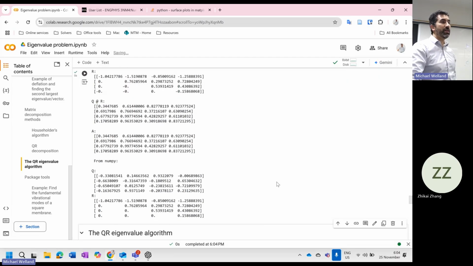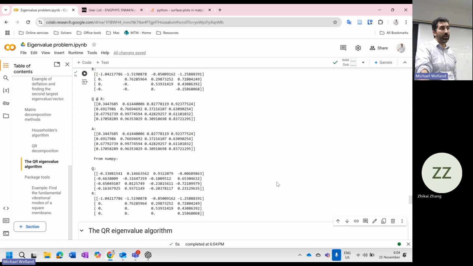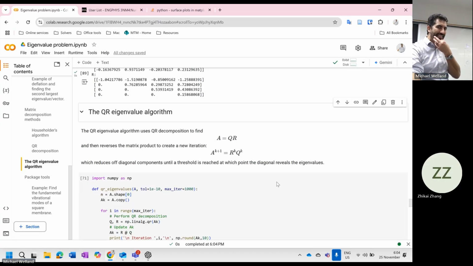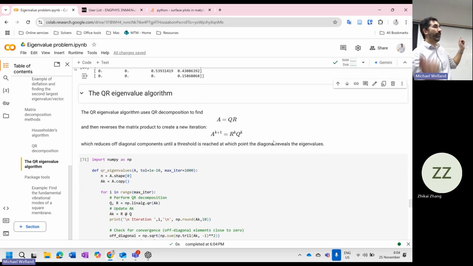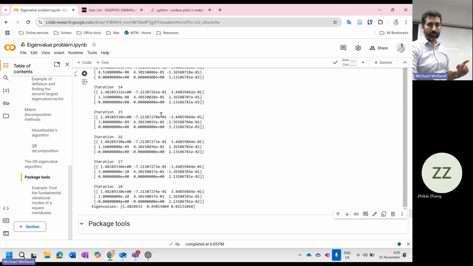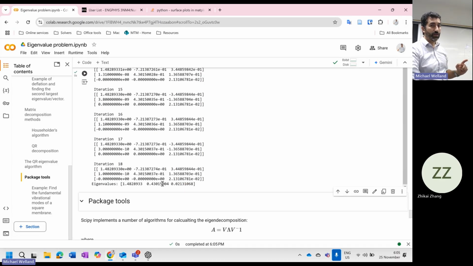QR can be used to find the eigenvalues. What you end up doing is you take your QR, you reverse the order of R and Q, and you keep applying that over and over and over again. What you end up with is a matrix that's zeros on the lower triangular, and the diagonal elements end up being your eigenvalues. The problem with this one is that it's kind of complicated and has matrix multiplication in there, but it's one of these techniques that iteratively find these solutions.